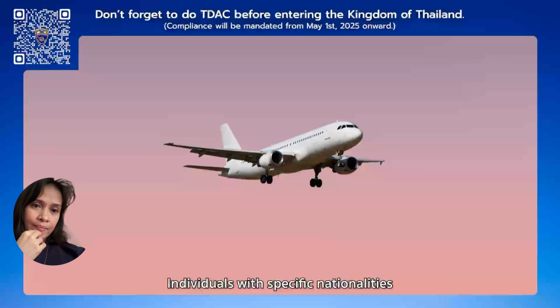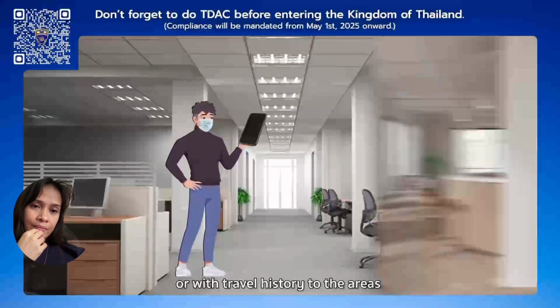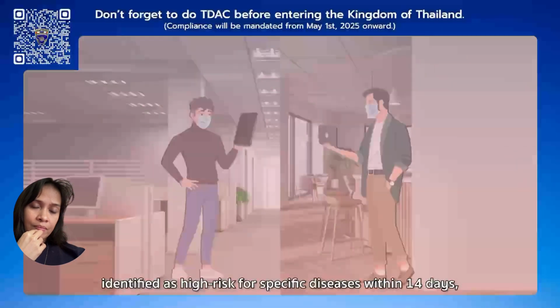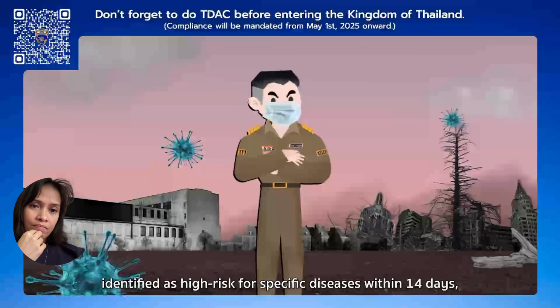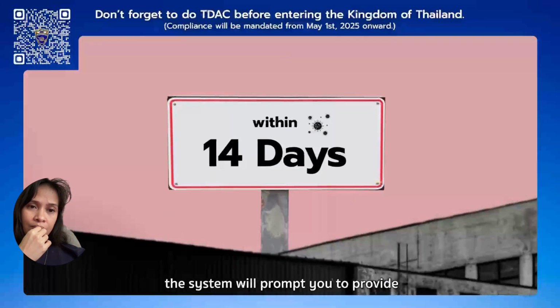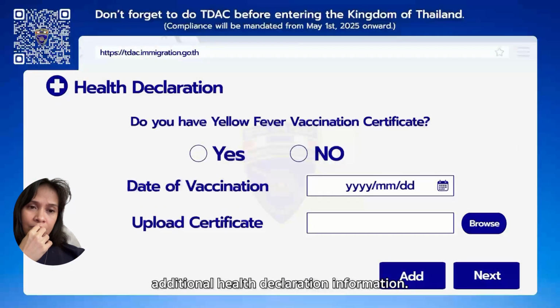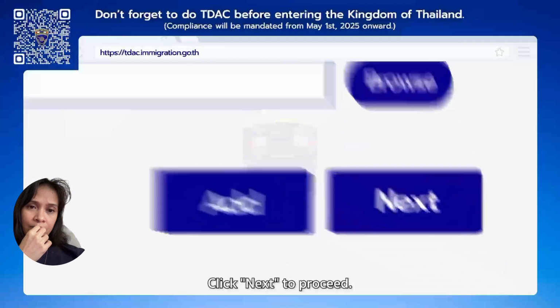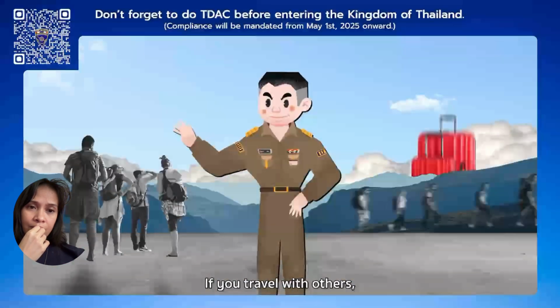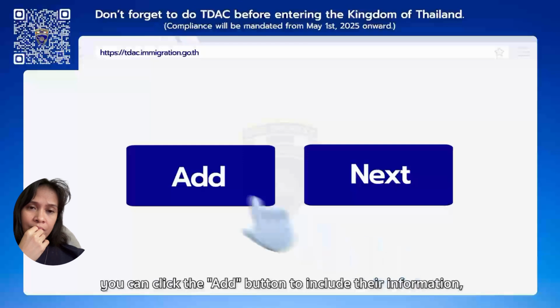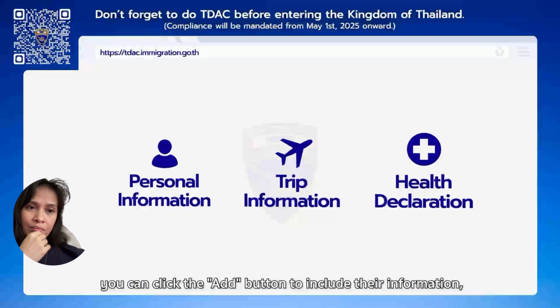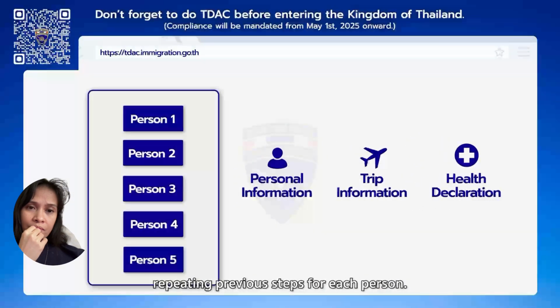For individuals with specific nationalities or with travel history to the areas identified as high risk for specific diseases within 14 days, the system will prompt you to provide additional health declaration information. Click Next to proceed. If you travel with others, you can click the Add button to include their information, repeating previous steps for each person.